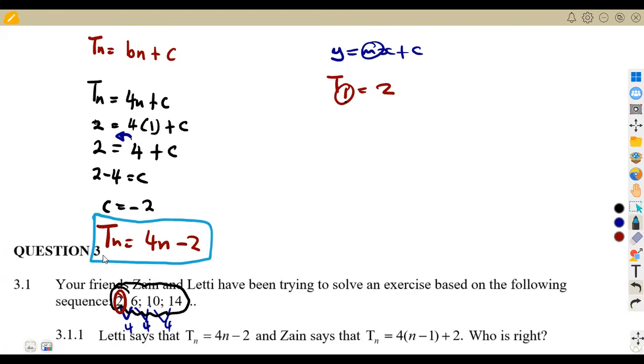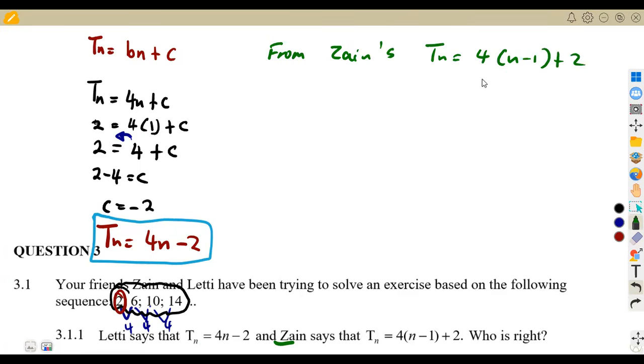We all understand this, all right? But the question was not for you to do this. The question is for you to use algebraic simplification to prove whether these two are the same or not. So this is what you're going to do. Letty's answer is already in simplest form. 4n minus 2 is in simplest form. So what we are going to do is work from Zain's answer, which is Tn is equal to 4 into n minus 1 plus 2, because this is not in simplest form.